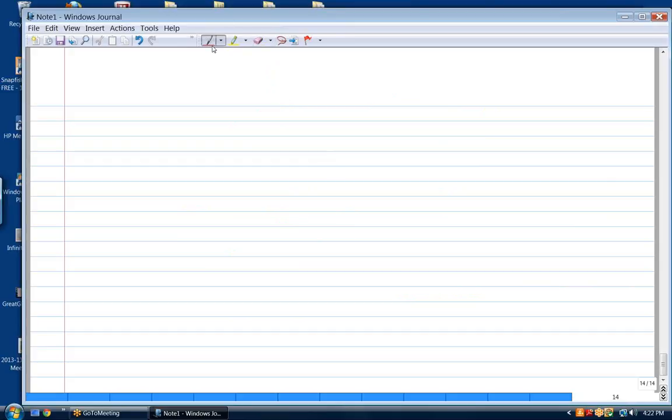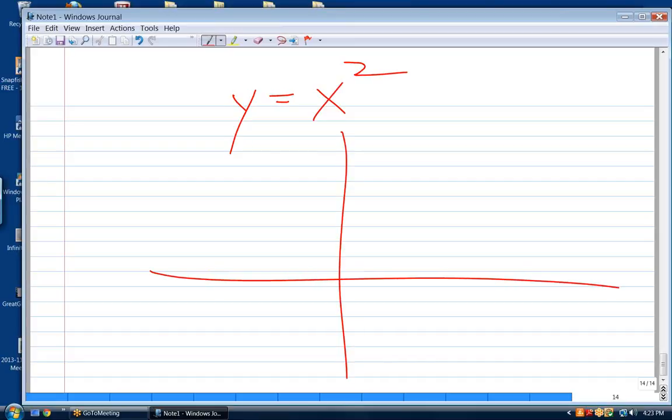Could you give me an example of stretching and shifting a y equals 1 over x graph? Sure. Let's talk about a more straightforward one, and then we'll talk about 1 over x.